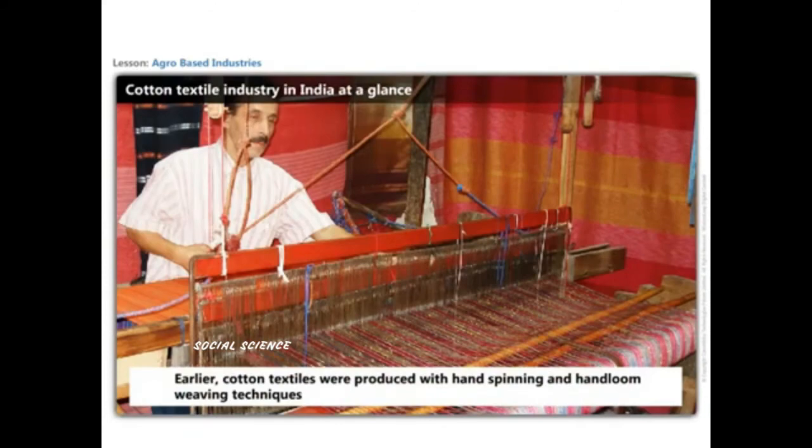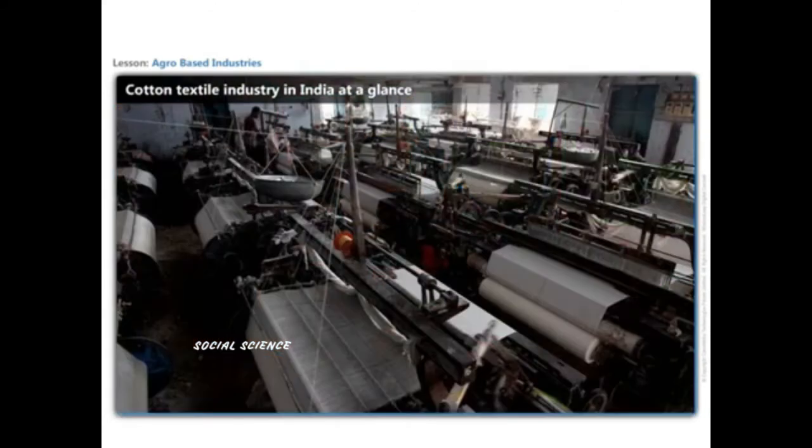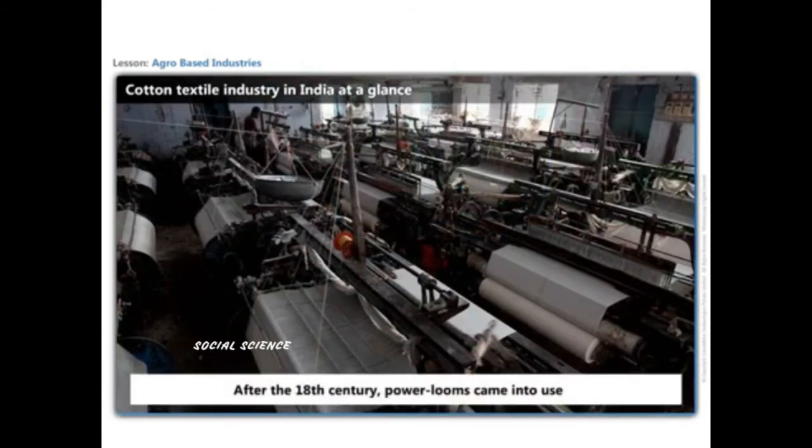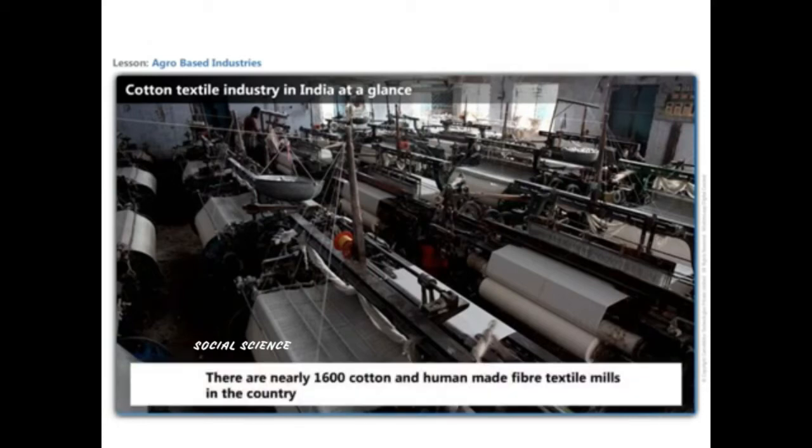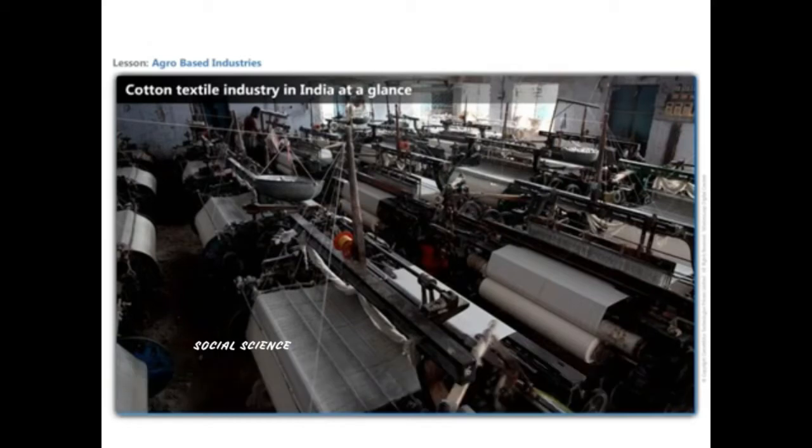Earlier, cotton textiles were produced with hand spinning and handloom weaving techniques. After the 18th century, power looms came into use. The first successful textile mill was established in Mumbai in 1854. There are nearly 1,600 cotton and human-made fiber textile mills in the country.